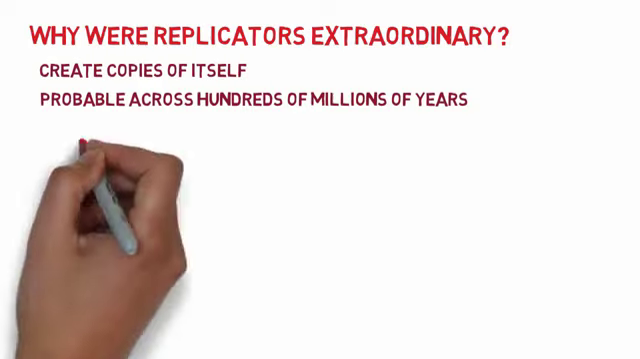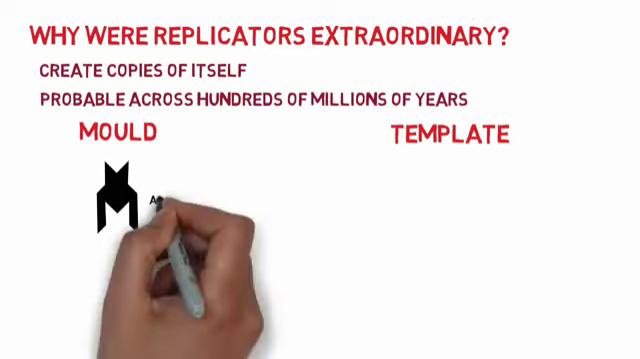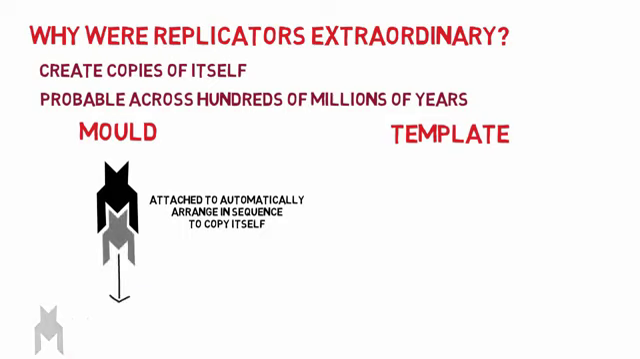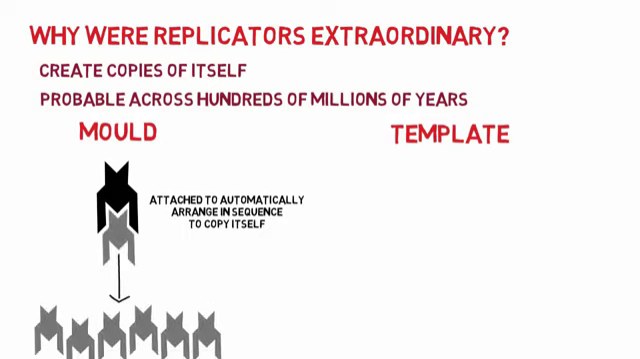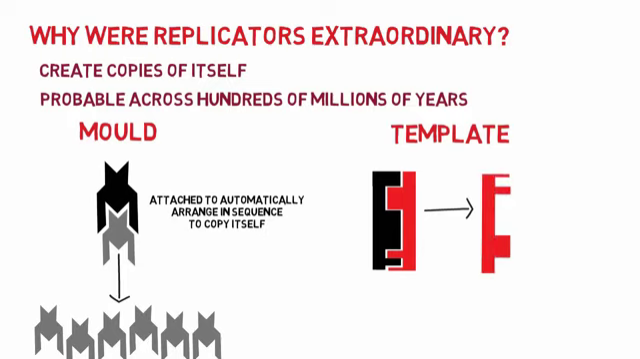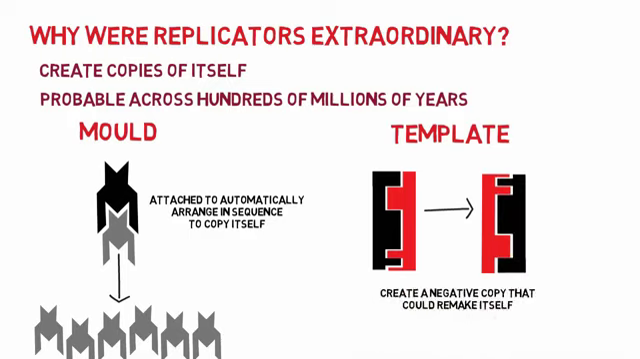Dawkins argues that replicators can be thought of like a mold or template. As a mold, it would be a large molecule consisting of chains of building blocks that attracted other building blocks available in the primeval soup. The building blocks that are attached in this way would automatically arrange in a sequence that mimics that of the replicator and therefore create a copy. The other possibility is that each building block had an affinity not for its own kind, but reciprocally for another kind. The replicator would then act like a template, not for an identical copy, but a kind of negative copy that would remake the exact copy of the original.